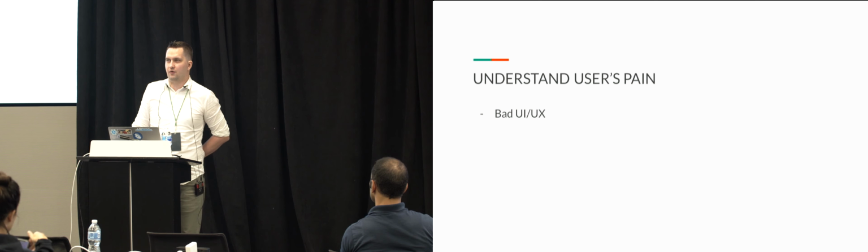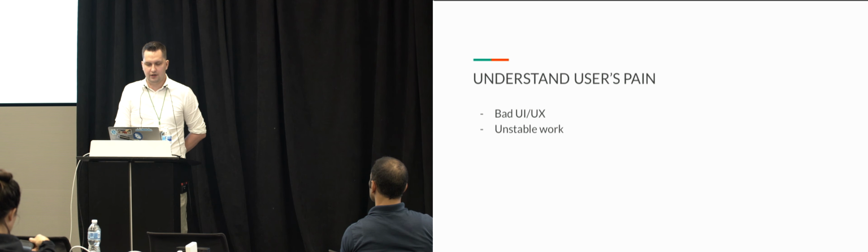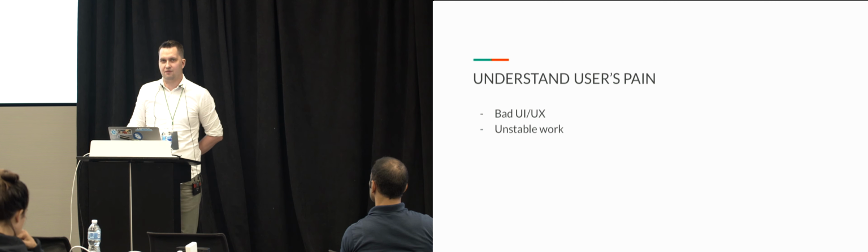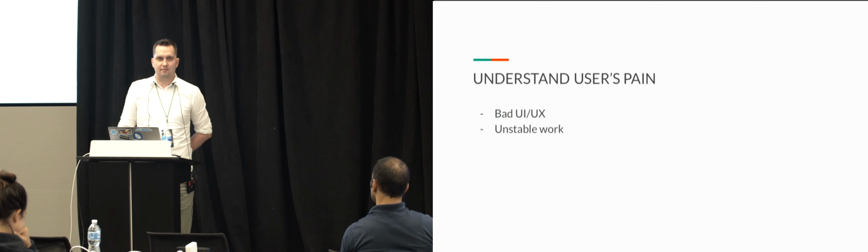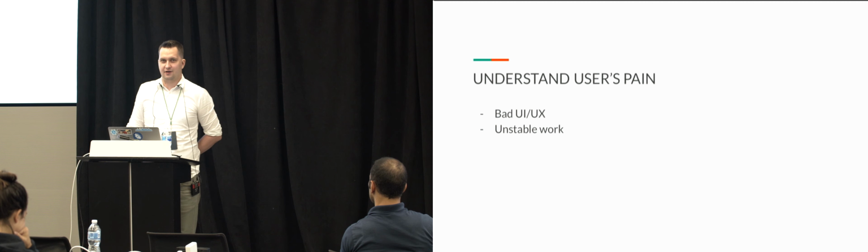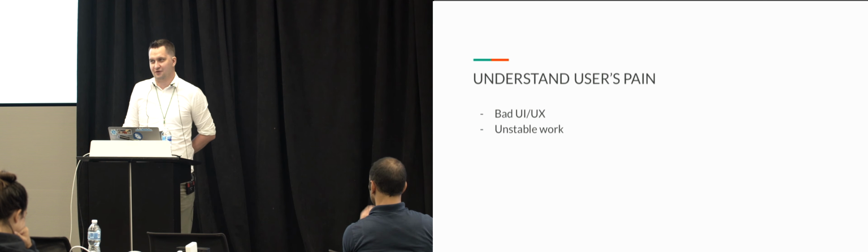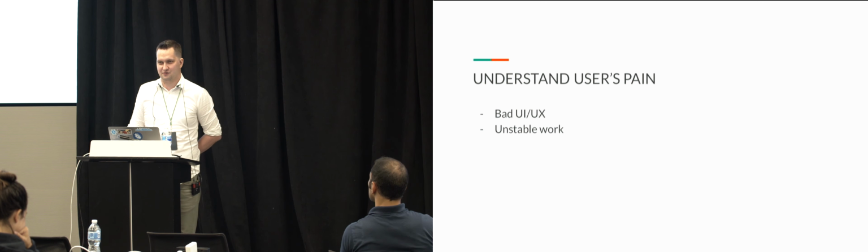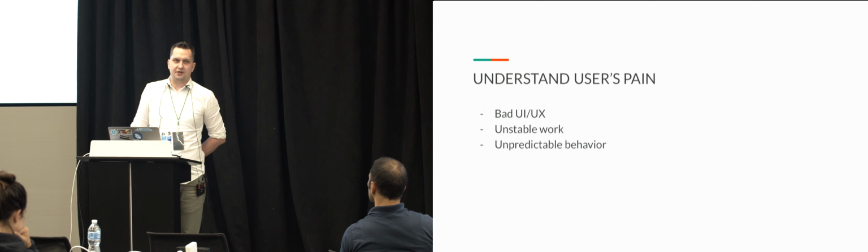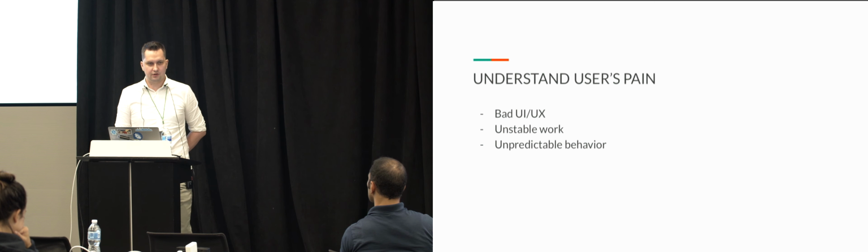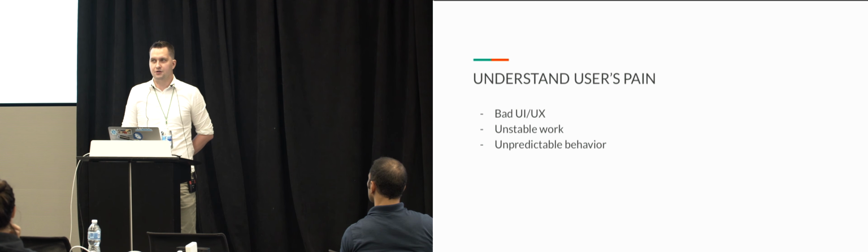Maybe it is bad UI and UX. Maybe it is unstable work. You have really big problems, even probably with your paycheck, if your application continuously crashes. So it's an item to think about. If your application has unpredictable behavior, it's also an item to think that something is not good. If you don't see it in the comments at Google Play, it doesn't mean users don't see it.